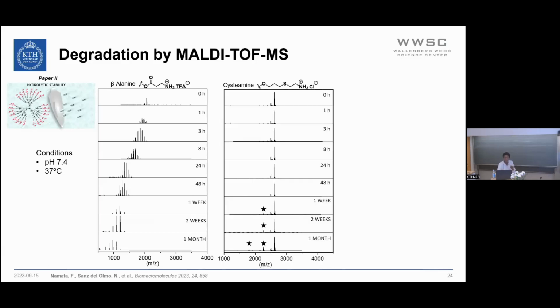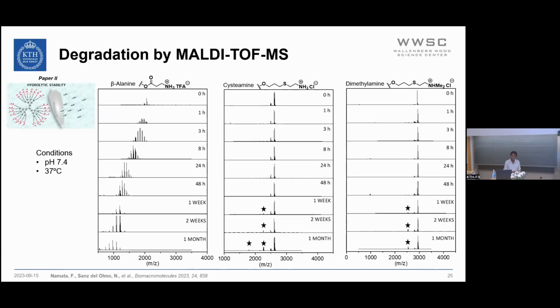And then when we compared it with cysteamine and dimethylamine, we saw that yes, these are more hydrolytically stable because we don't see the same amount of degradation peaks as for the beta-alanine. So yes, we did manage to make them.